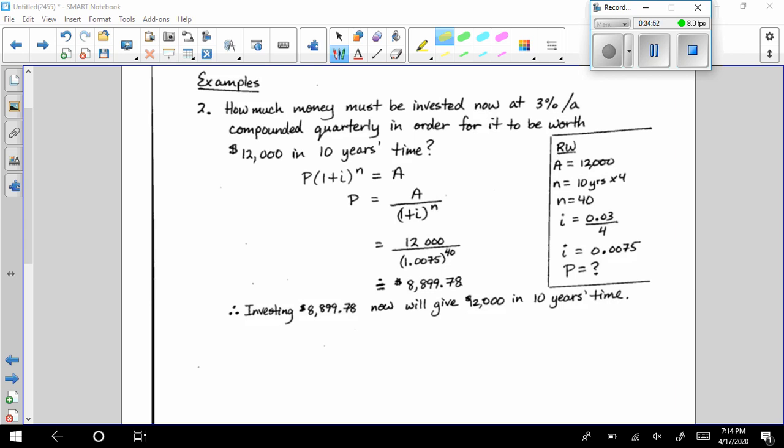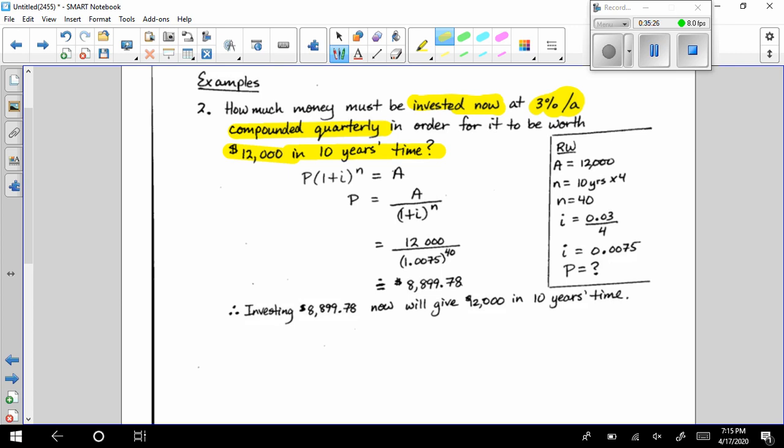In this question, we're being asked to figure out the principal amount. We're being given a known amount that we want to have after a period of time. It says how much money must be invested now. So we don't know the amount to invest now. That's the p value. At 3% per annum, or per year, compounded quarterly, for it to be worth $12,000 in 10 years' time.